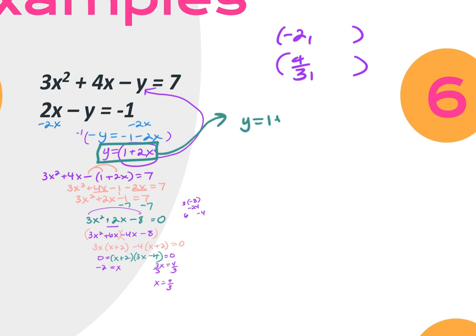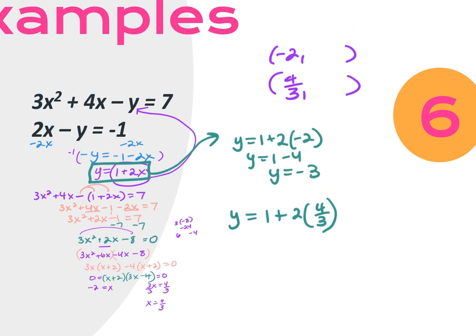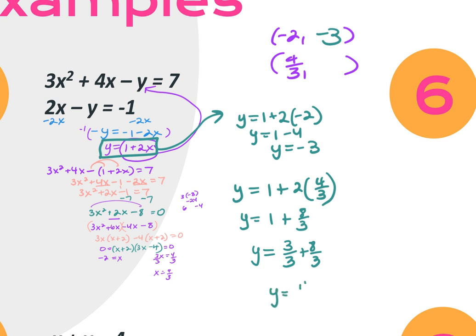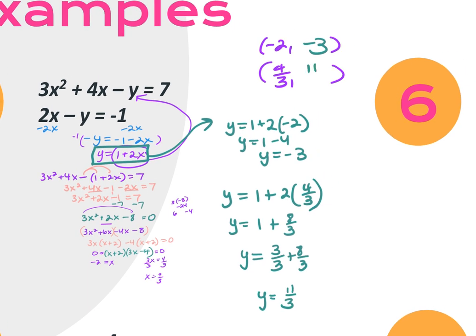So y equals 1 plus 2 times negative 2, and y equals 1 plus 2 times 4/3. So I'd get y equals 1 minus 4, y would equal negative 3. That goes with the negative 2, so make sure you put them with the right match. And then y equals 1 plus 2 times 4/3 is 8/3. 1 is 3/3. So that becomes 11/3. You could totally make it a mixed number if you want to, or you could leave it improper, as long as it's simplified.